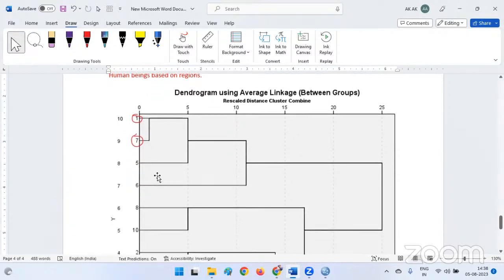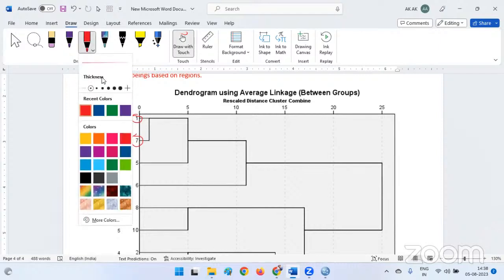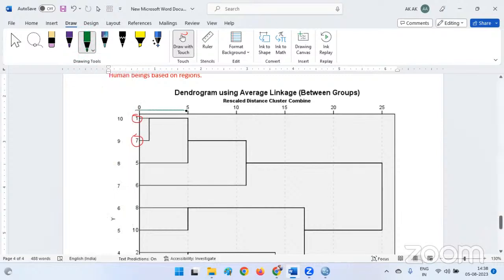Similarly, we have 5 and 6. The next proximate is 5. So there is one cluster. First cluster is formed here. I will mark the clusters in the green color. Okay, so first cluster is formed here. Oh, I'm sorry. Here. This is the first cluster.